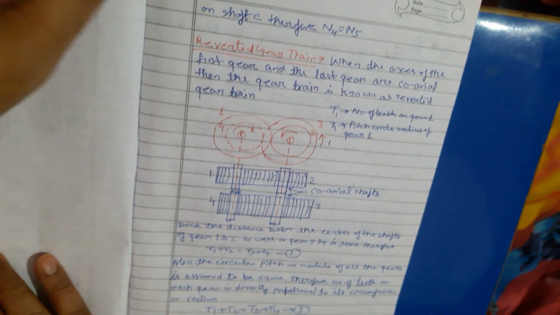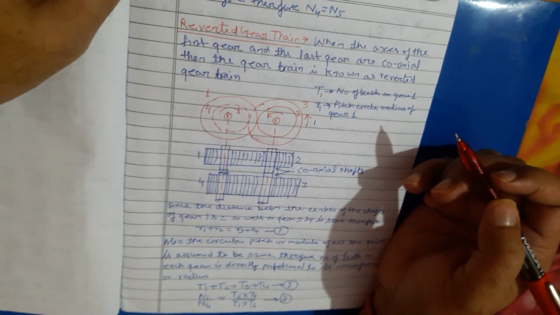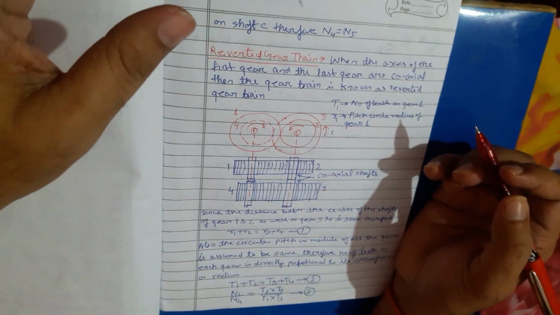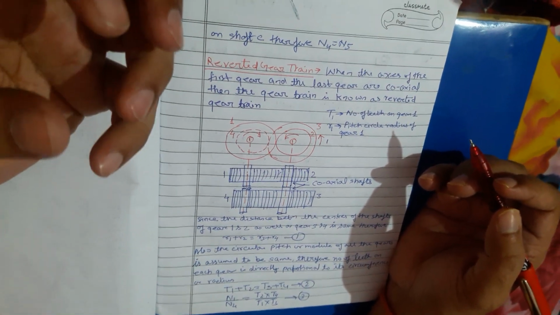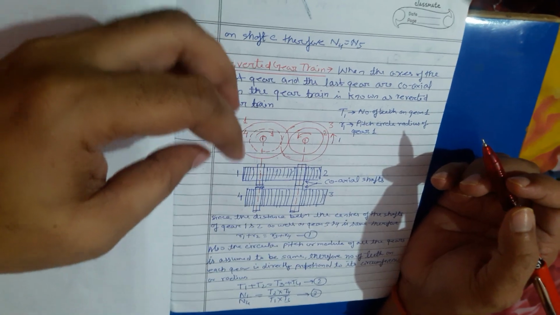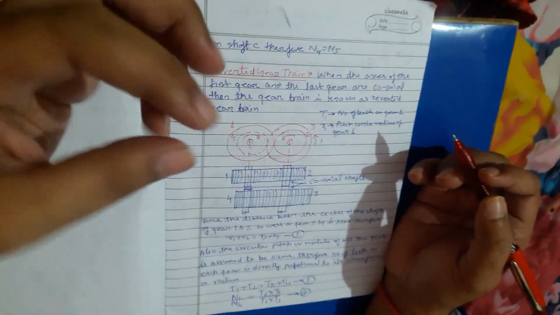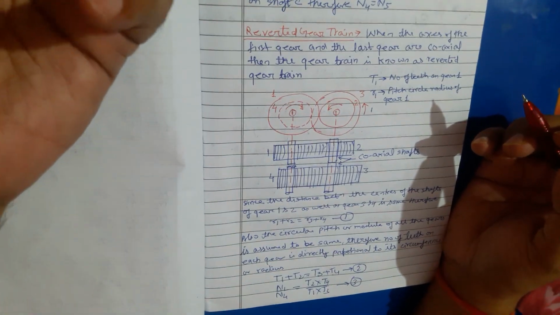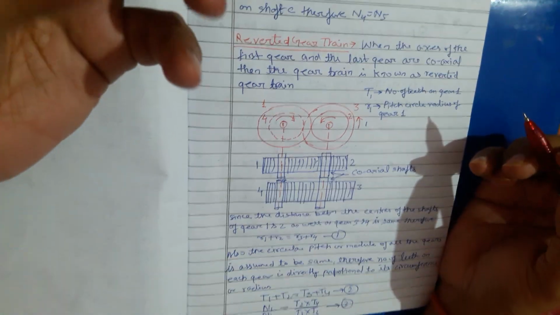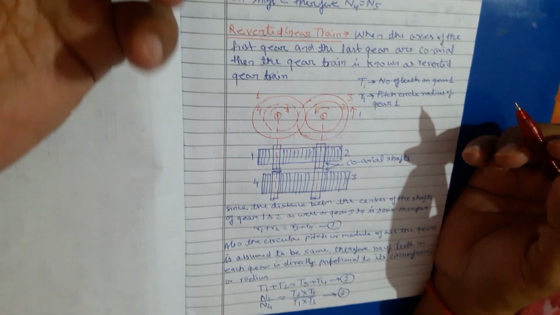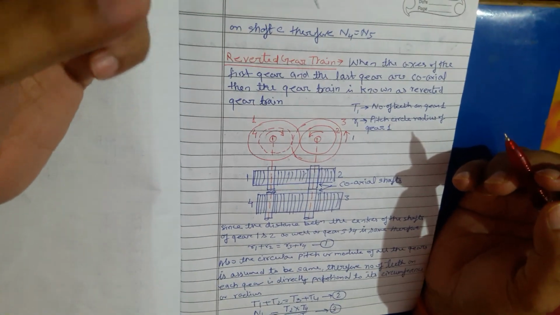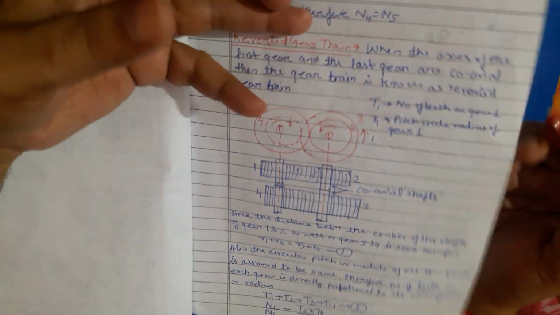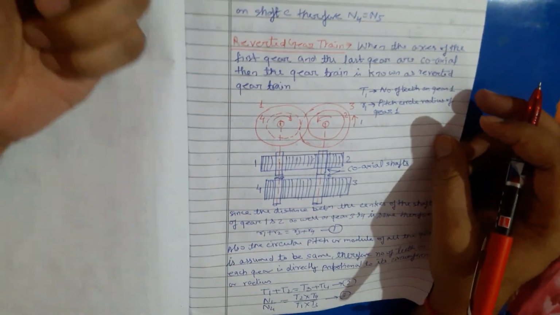Now we are going to the next one, the reverted gear train. In a reverted gear train, when the axis of the first gear and the last gear are coaxial, then this type of gear train is known as a reverted gear train.